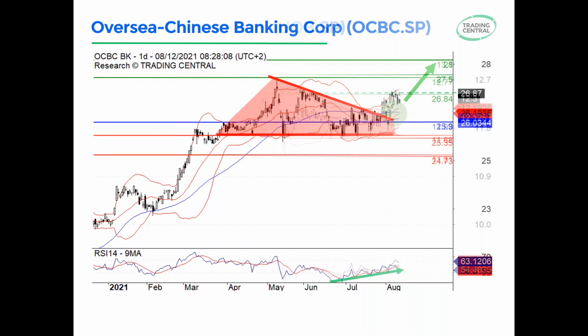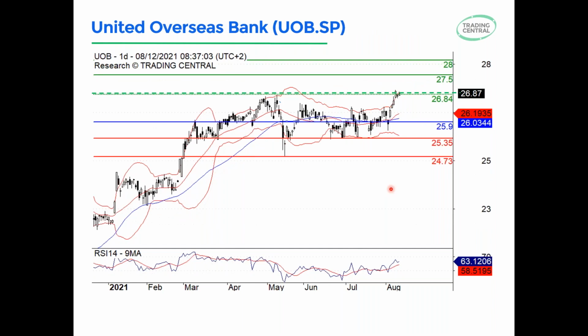The next one, UOB, United Overseas Bank. I have been watching this level very closely, 26.84 Singapore dollars. Why? Because it is its previous high. Whenever a stock has gone through a period of consolidation and then emerges to the upside and exceeds its previous high, 26.84, it is a very good sign.